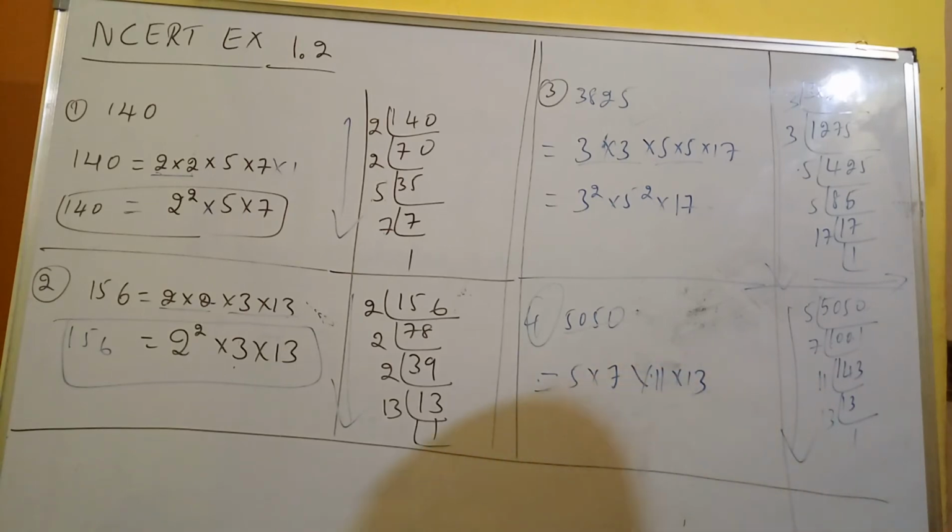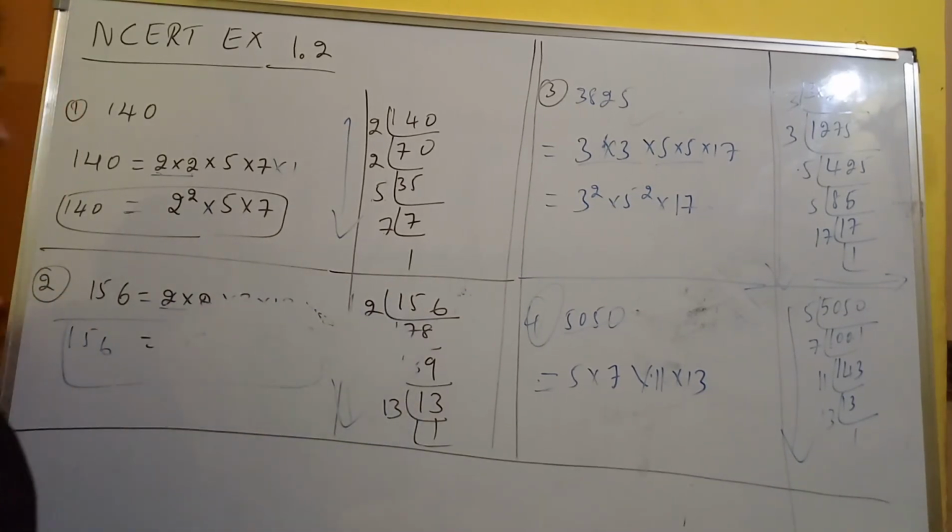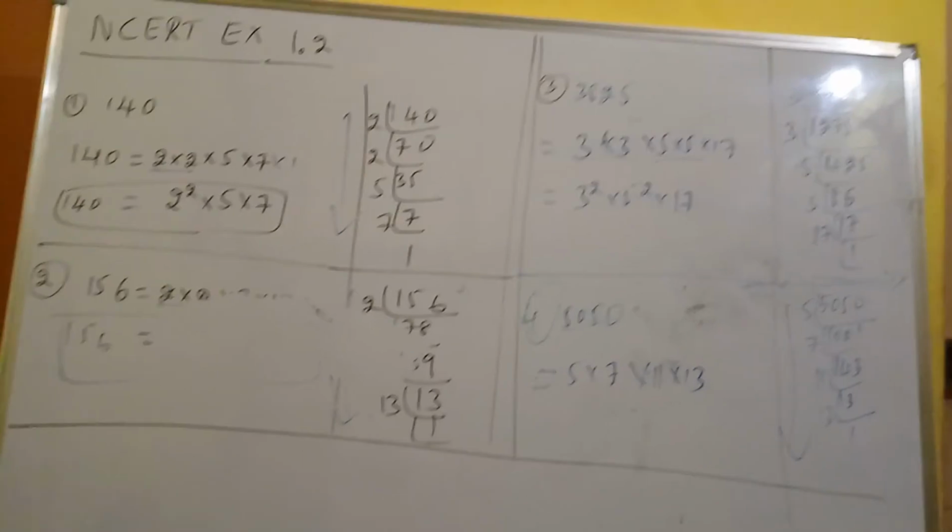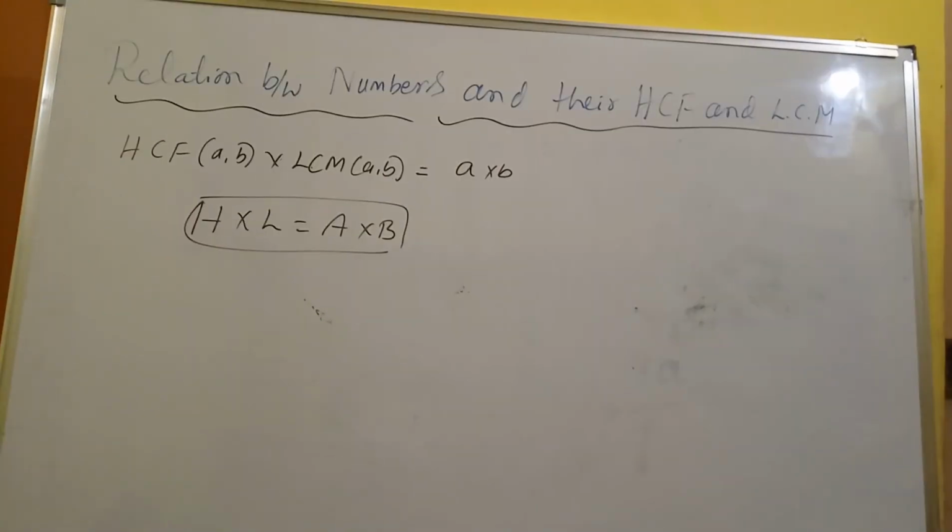Likewise we can solve the exercise problems. That means here we have to express the given number as a product of prime factors. Next we can learn what is the relationship between HCF, LCM and the given numbers. So the next concept will be the relationship between numbers and their HCF and LCM. How do we find the relationship between HCF, LCM and the given numbers?